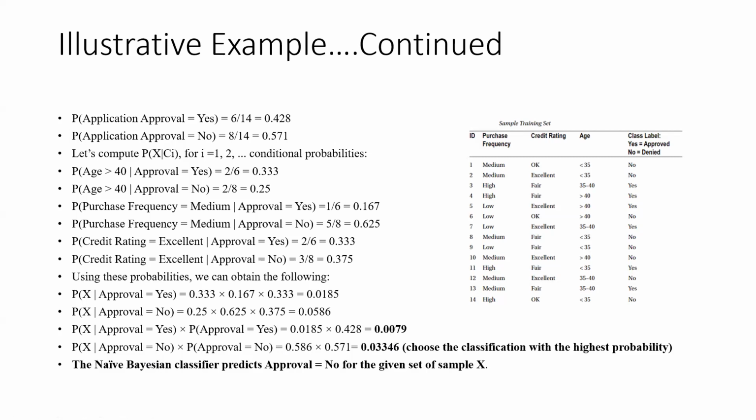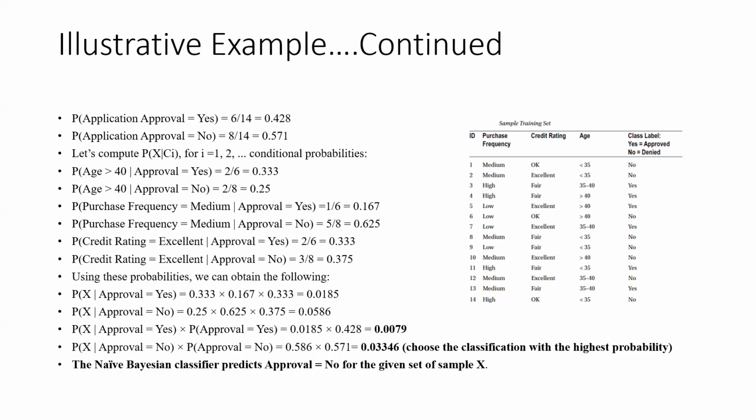Then when it has done this, it takes the one with the highest probability and classifies it as such. So here, if we take these two, you will see which one has the highest probability: the given no, 0.033. Because of that, the naive Bayes classifier predicts approval is equal to no for a given sample X. This is just one prediction. Imagine that you have 1 million rows. The naive Bayes classifier will do it for all of them at once.